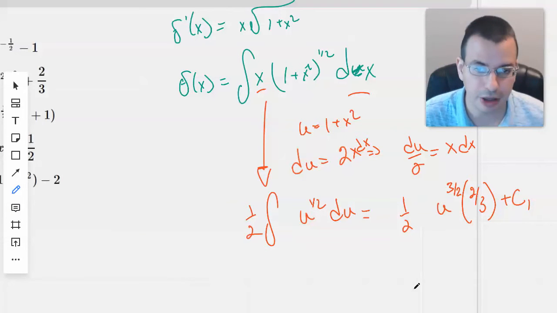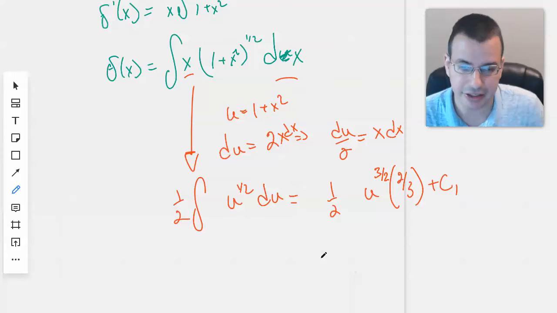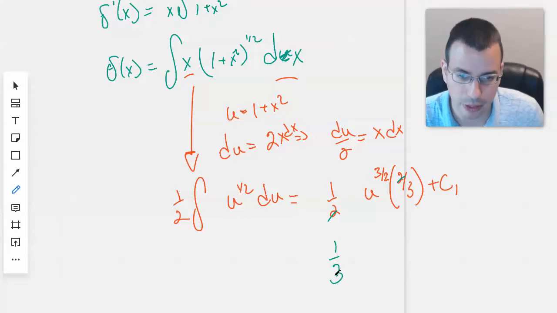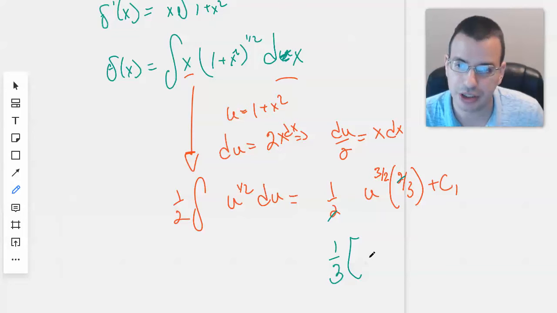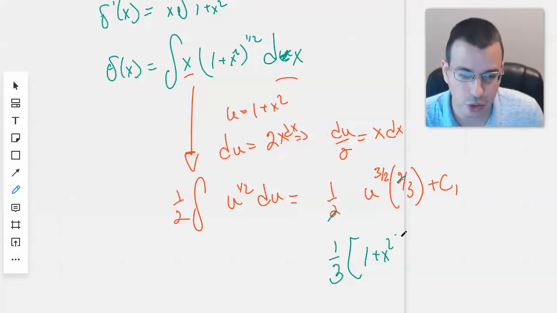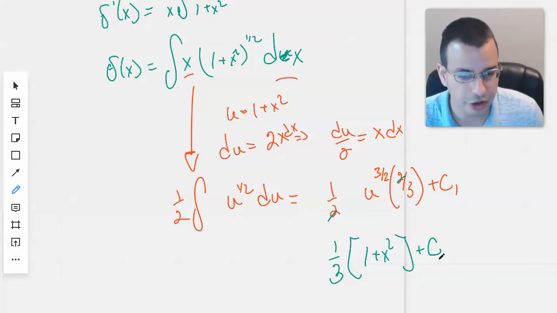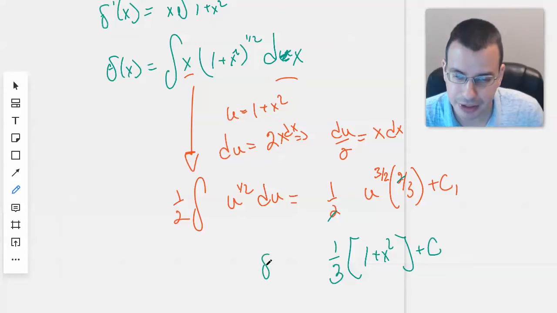just to differentiate it from the other c we're going to have when we plug back in the values for x. So we'll probably have a canceling right there. So we have 1/3 times quantity 1 plus x squared, plus, I'm going to call this just c, and this will be f of x.